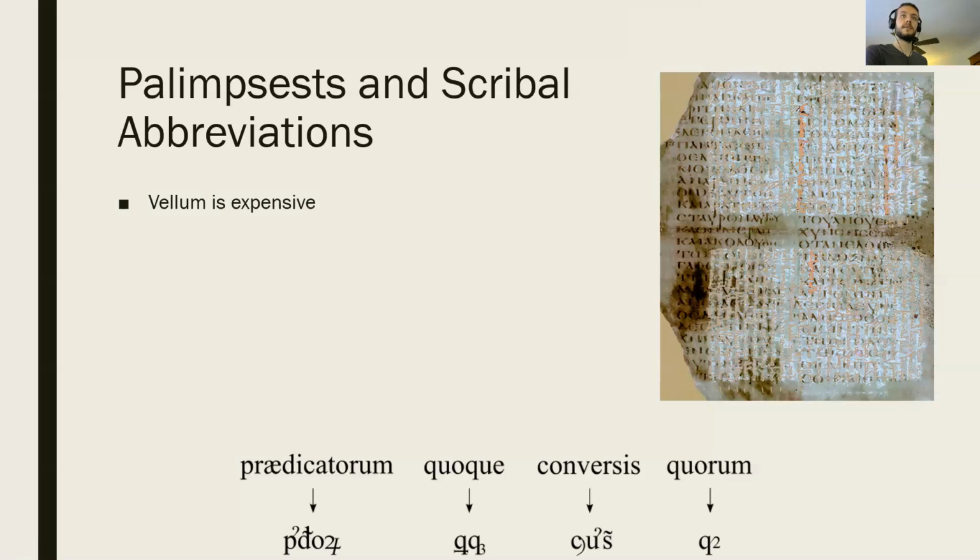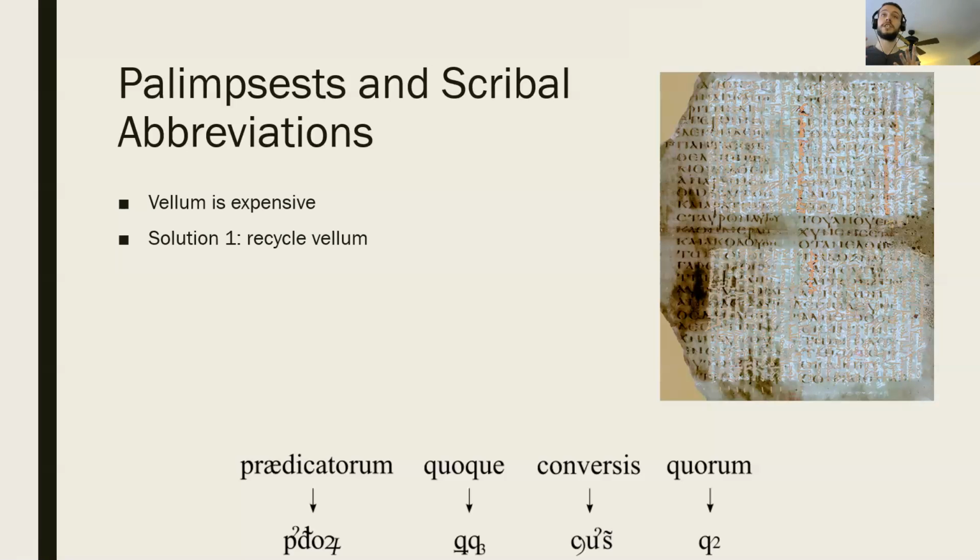So since vellum is expensive, one way you could reduce the amount that you use is to actually recycle the vellum. This could be done by scraping off old texts that you had written on vellum and then writing a new text on top of it. So this is a kind of interesting way that a text can be written.